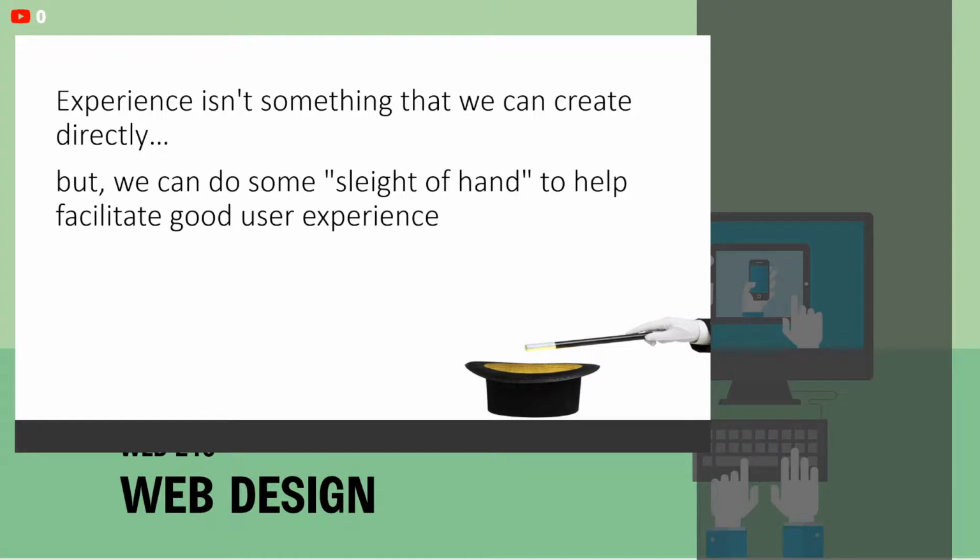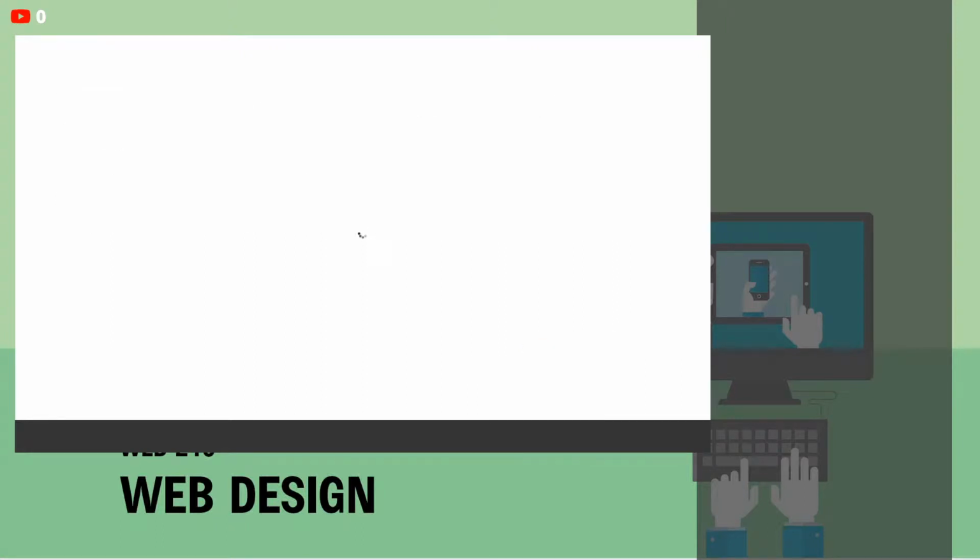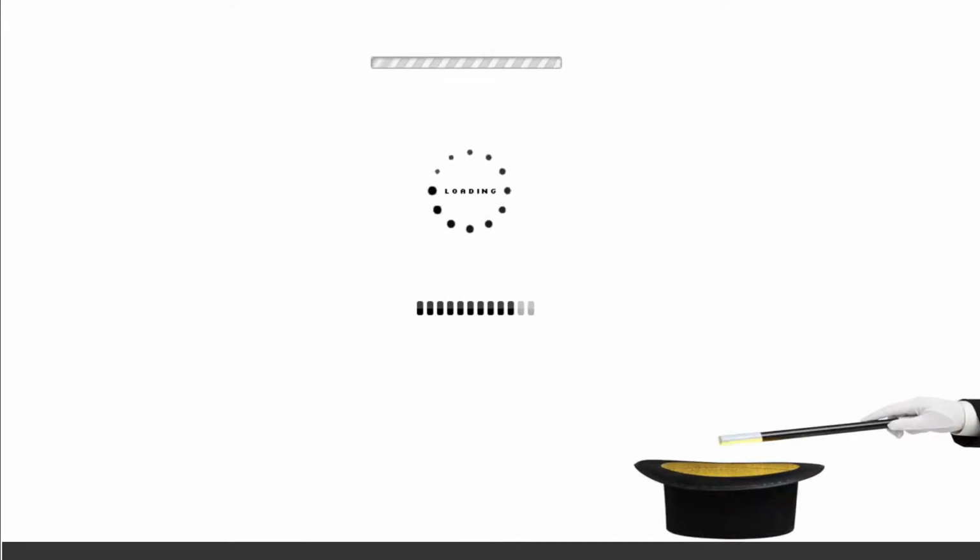And we can take these things from magicians, some sleight of hand techniques, to be able to help us do that. Right? For example, let's check this out. Let me get that full screen there so we can see this a little better. Oh, no, wait, that was it. I'm talking about a loading wheel or a loading bar, right? You've seen these. So what's happening when we see one of these loading bars?